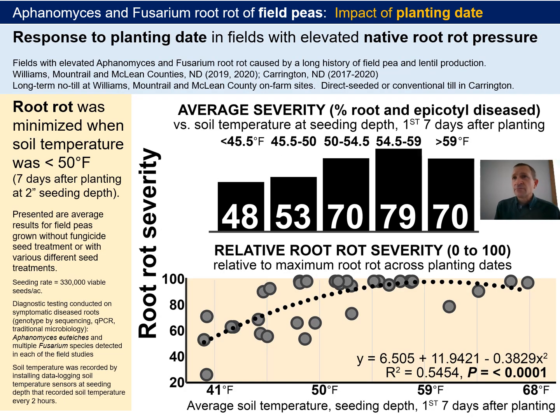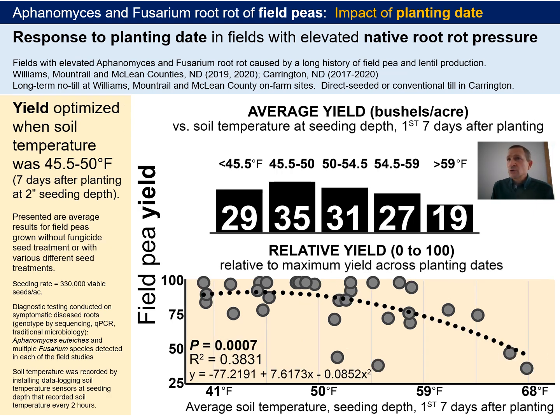Here are results from planting day studies we conducted in Carrington and at on-farm sites from 2017 to 2020. The on-farm sites were no-till. Carrington was either direct seeded or conventional tillage. The results sorted by soil temperature. What you can see immediately is that when soil temperatures were cool, you had less root rot at early mid-vegetative growth. Essentially, what happened is that the peas had a chance to get a running start before the soil temperatures warmed up enough for the Fusarium and Aphanomyces to become highly active and aggressive.